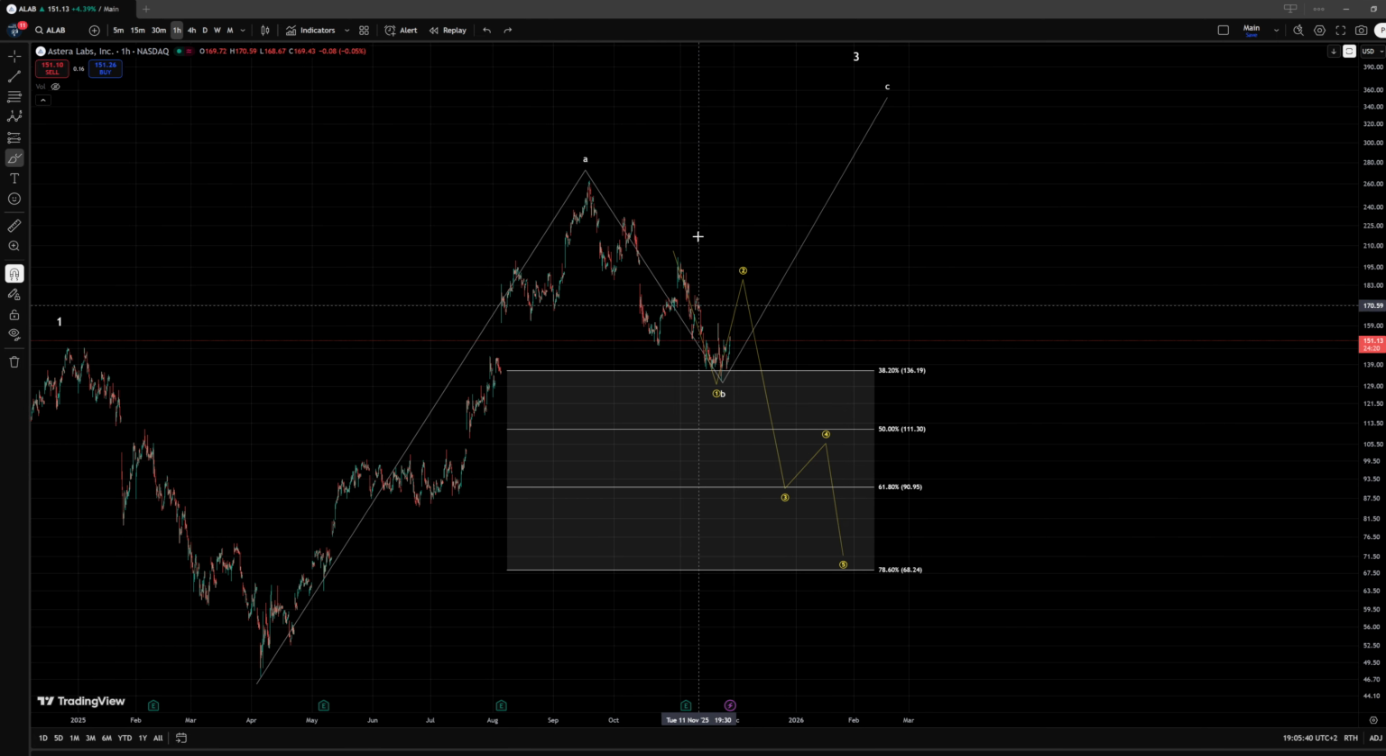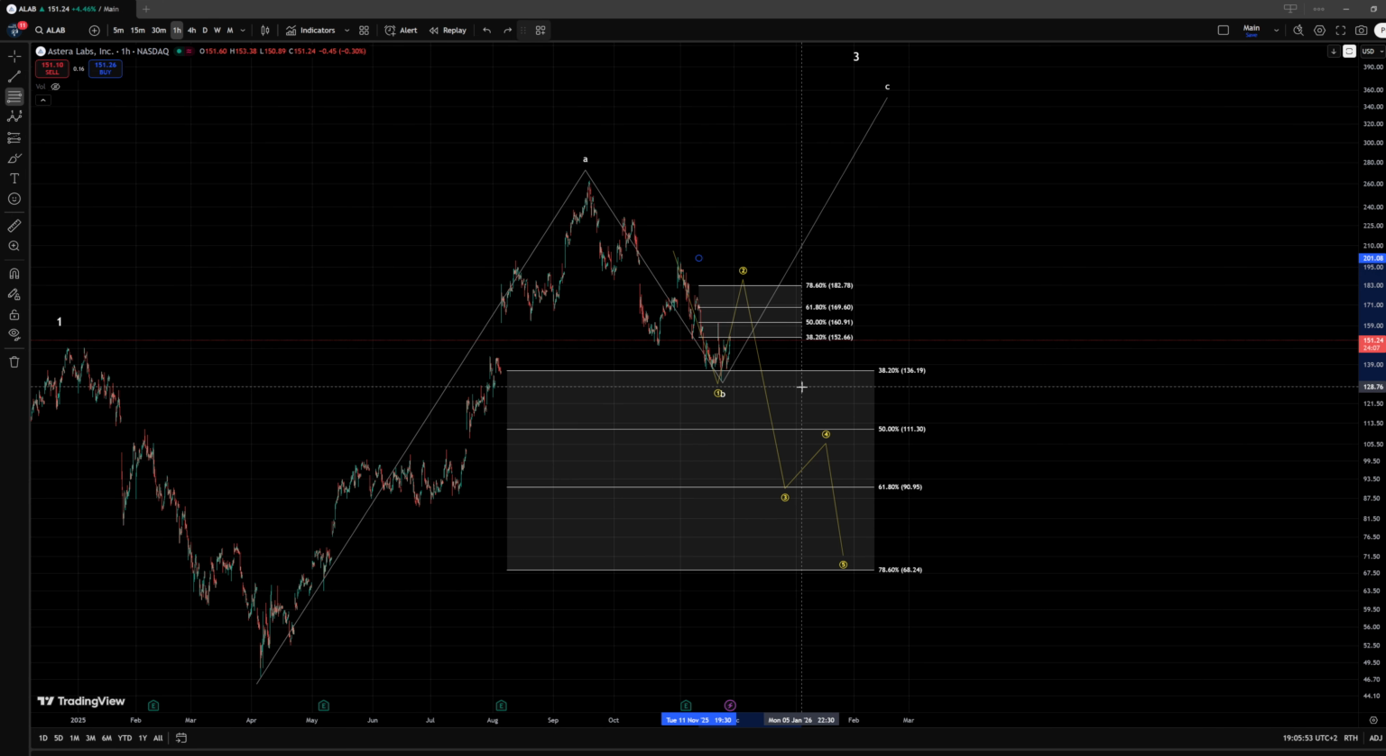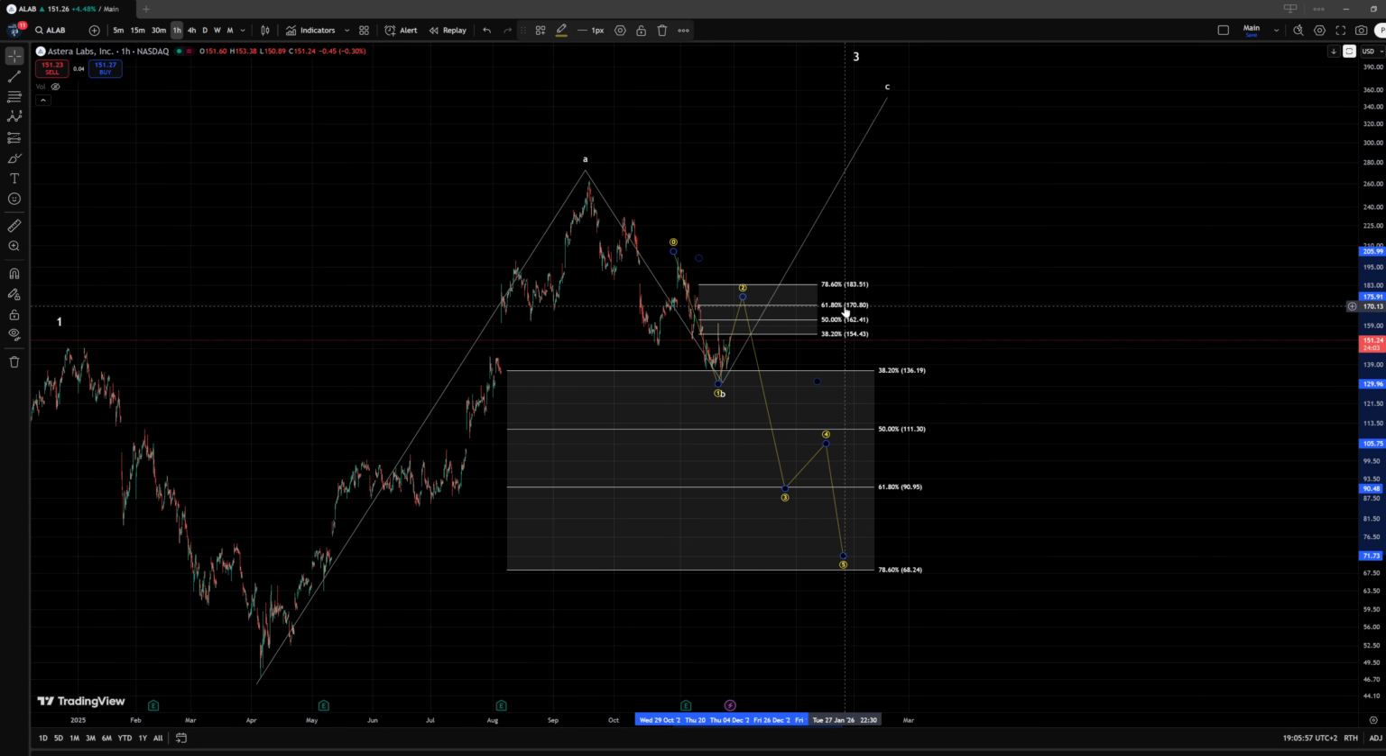Now, this isn't to say that I wouldn't expect higher prices right now. I would still like to see a higher extension into a relief rally into this wave 2 area of resistance, but once we get there, once we have a more established top here within this wave 2, we need to be prepared for further extensions to the downside from this scenario perspective.